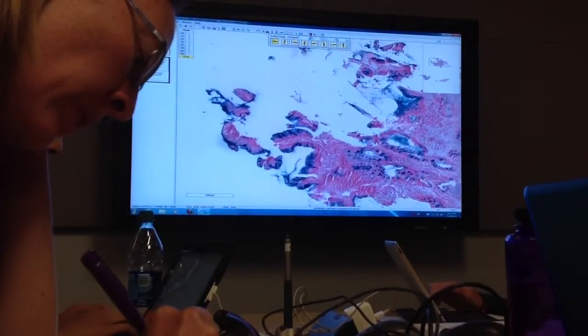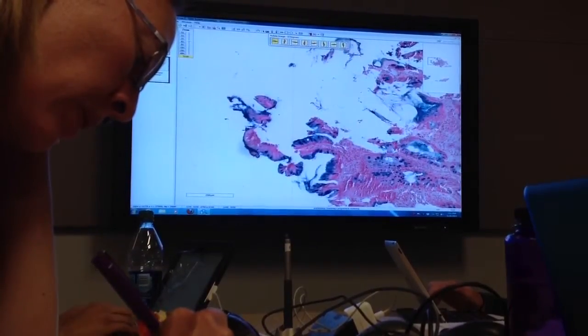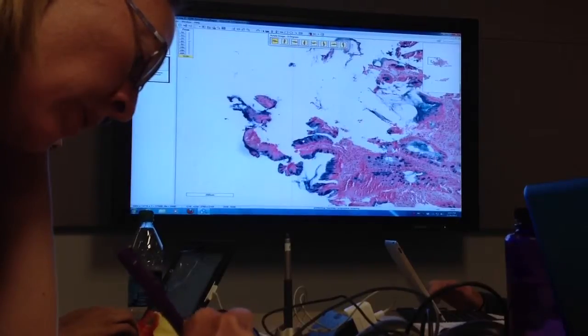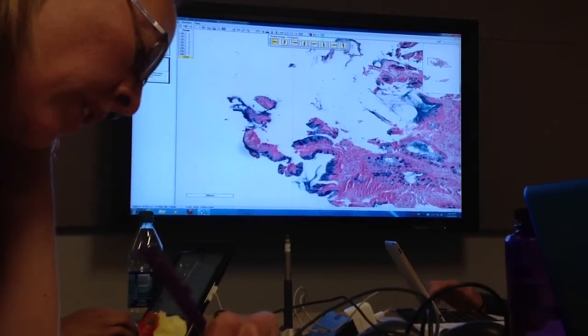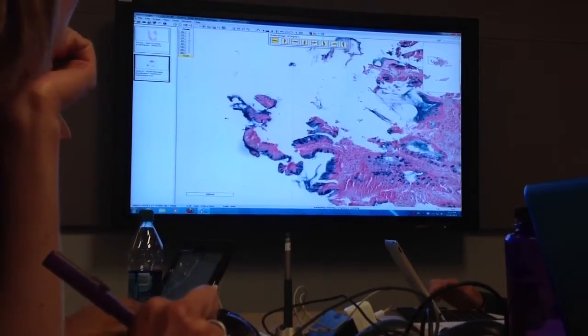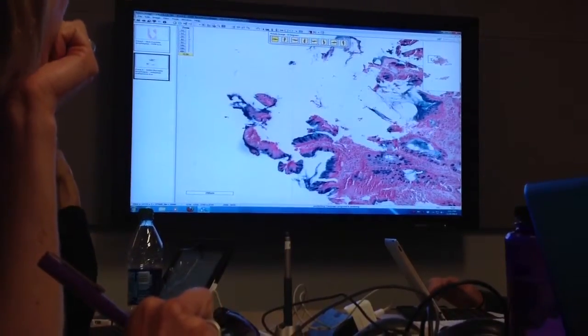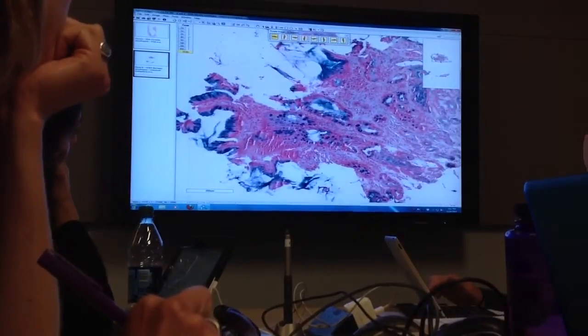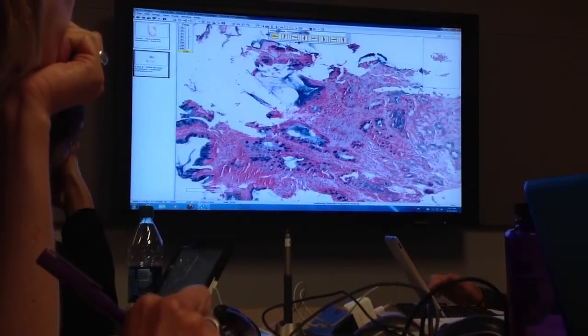And then the other thing is, see how over here, not everything that stains is necessarily a goblet cell. So it's the morphology of the cells that stain, the quality of the staining, if they're the right shape and size, things like that. So it's a little bit more than just is it blue or not.